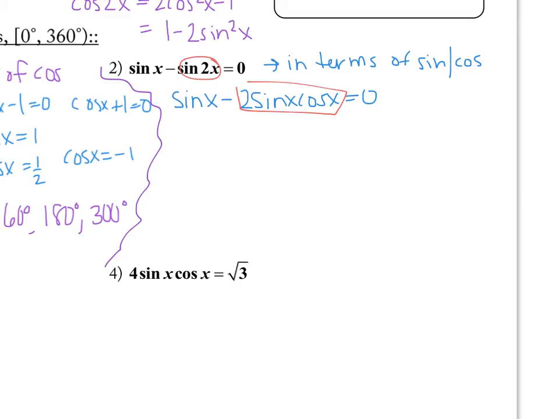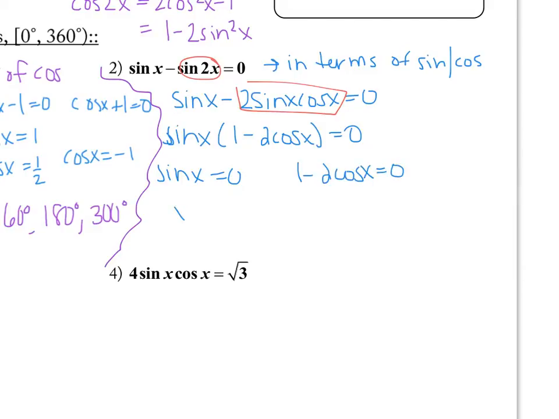Okay. Now this is what we did last week. I know I keep saying that, but I'm just trying to reiterate the fact that we're doing the same process, it's just starting off with a different step. So factor out a sine of x, and you're left with 1 minus 2 cosine x. Set each one equal to 0. Okay. We get sine of x, sorry, equals 0, and cosine of x to equal 1/2. So where on the unit circle does sine of x equal 0?